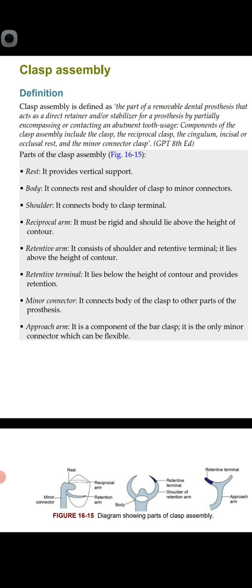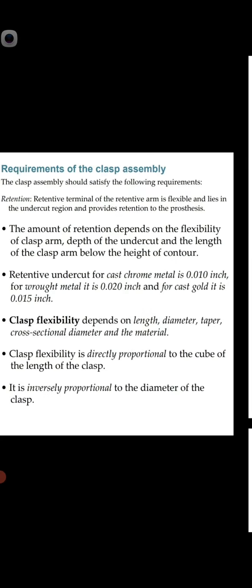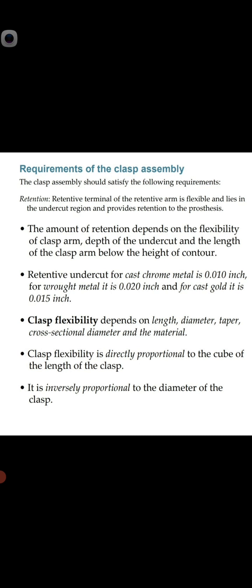These are the parts of the clasp assembly. Now, the components of clasp assembly are 4, and the parts of clasp assembly are 8 in number. Now come to the requirements of the clasp assembly. What are the requirements of clasp assembly?